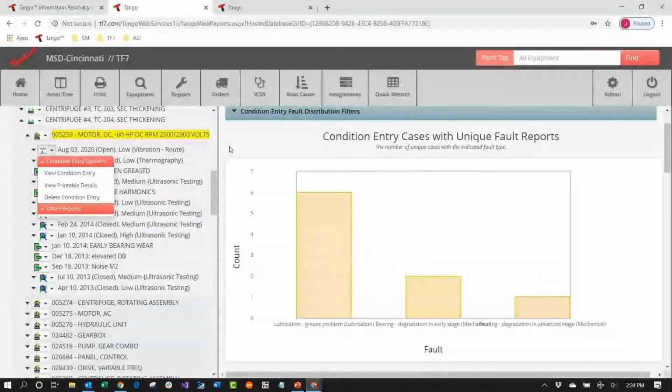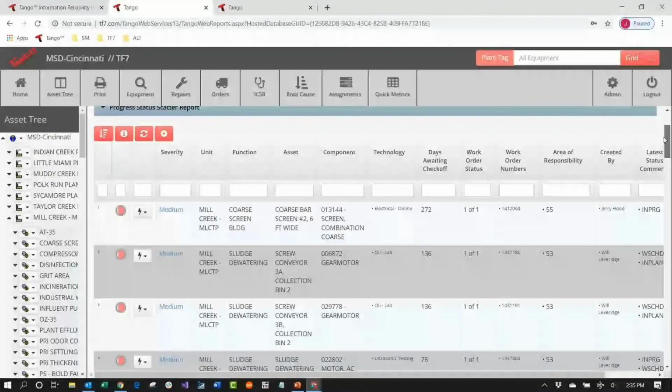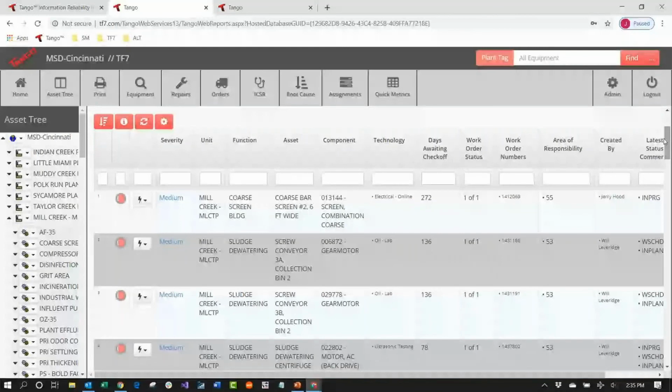The first and primary is always, in my mind, going to be the integrated condition status dashboard. So I'm just going to go to a single unit. Once again, I can run this ICSR for the whole plant by going to the taskbar at the top and clicking the ICSR button, or I can come to any level of the tree. I'm going to look just at the unit of Mill Creek, and I'm going to run the integrated condition status report for Mill Creek.